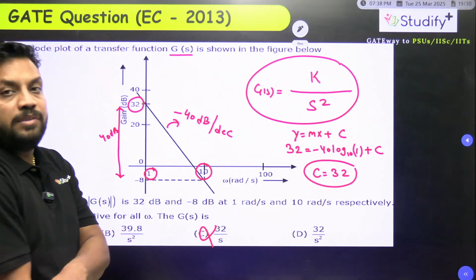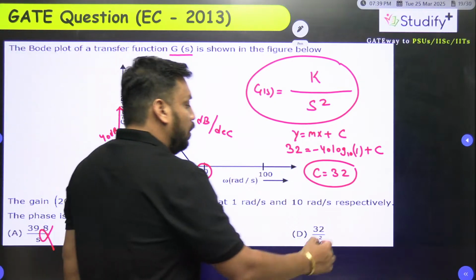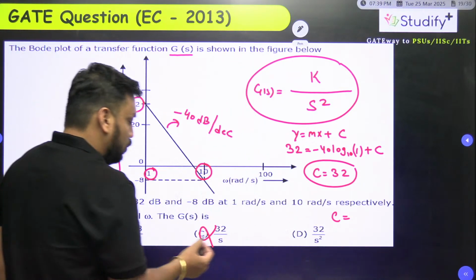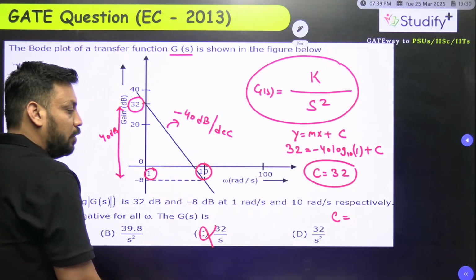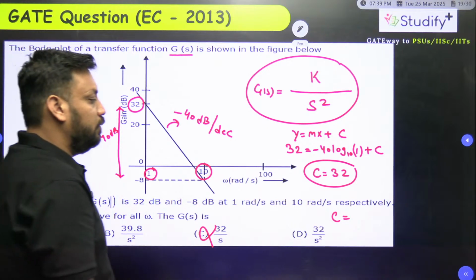Now tell me, if c value is 32 now, then k value should not be 32, sir. Because k value should not be 32, it means this option is also wrong. So if out of 4 options, 3 options are wrong, then the B option is for sure correct.